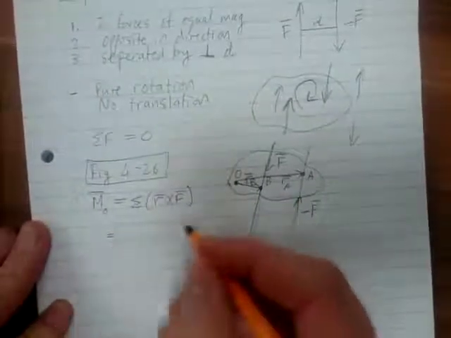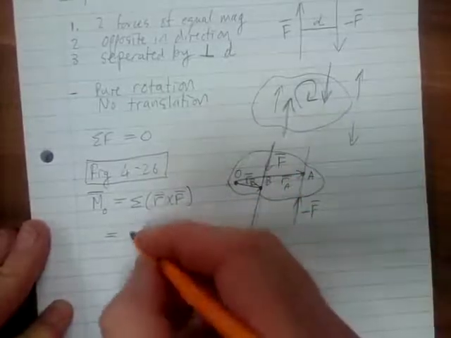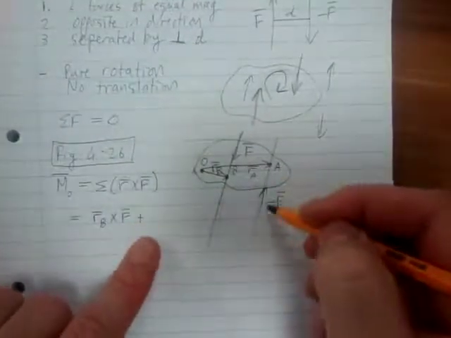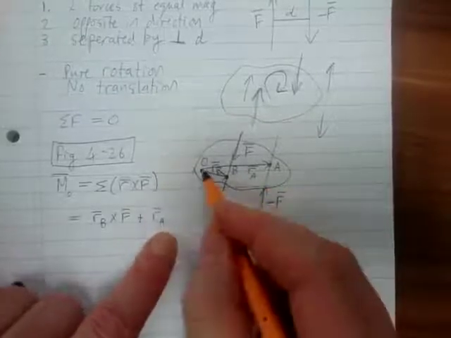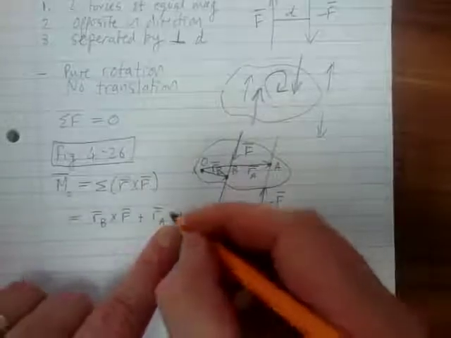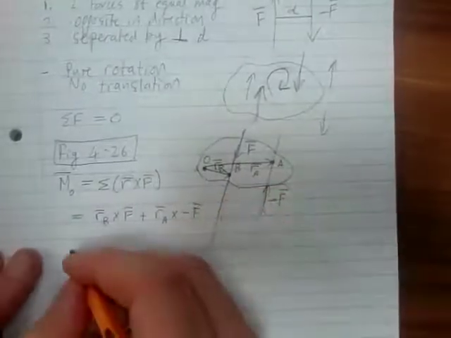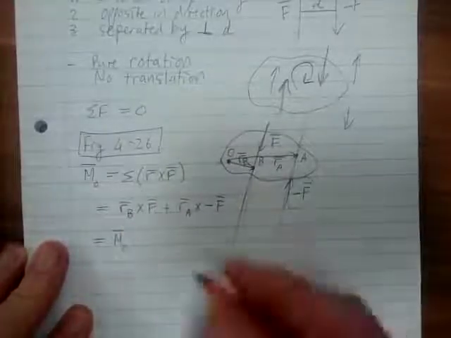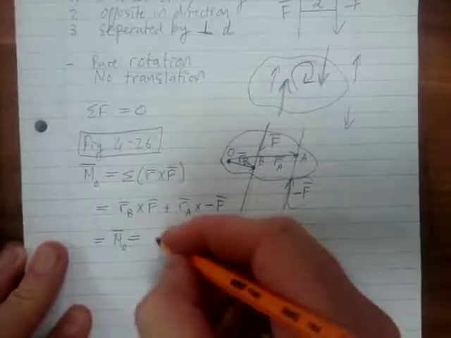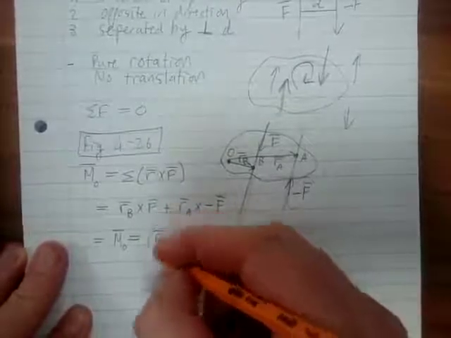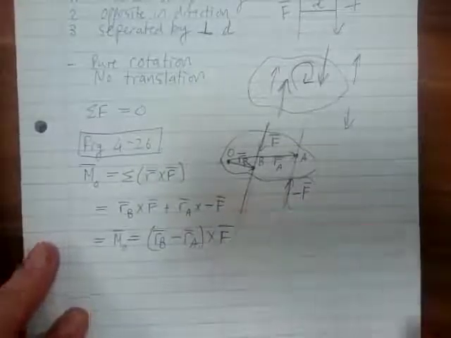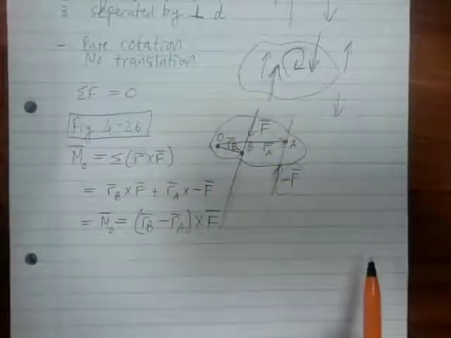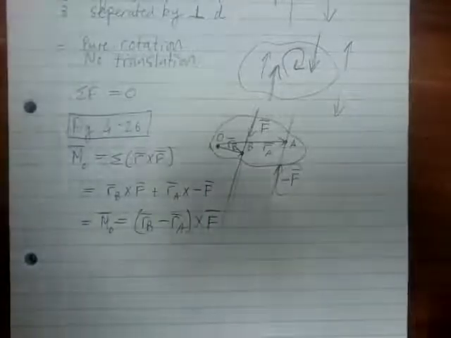So what do we have? We've got the moment due to this force, which is rB cross F, plus the moment due to this force, which is rA, the position vector there, cross minus F. And if we do some rearranging, we will have that the resultant moment about O equals (rB minus rA) cross F. That's what we're having. Very straightforward. All we're doing is we've got two forces and we're taking the moments about a point. We've done it a million times. There's nothing new there.